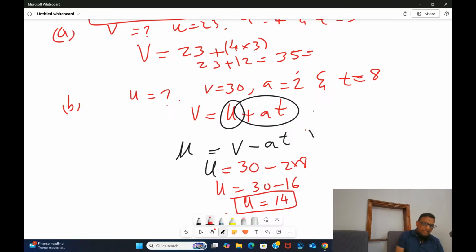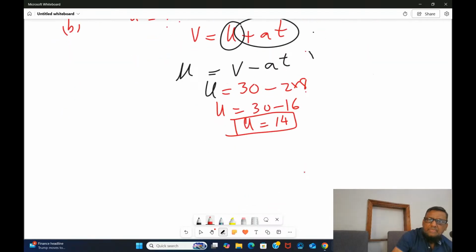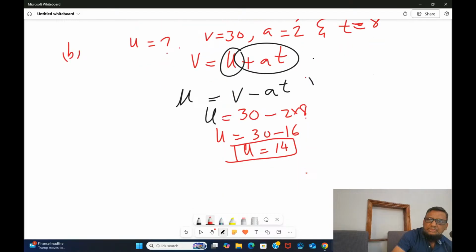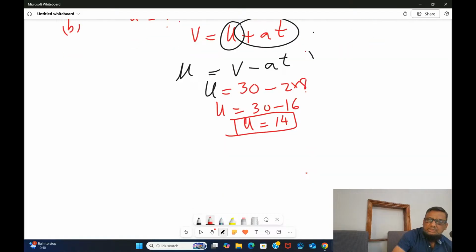Same as when the examiner is asking about the value of A, B, or any letter, just given some information. The concept of an equation is very important.